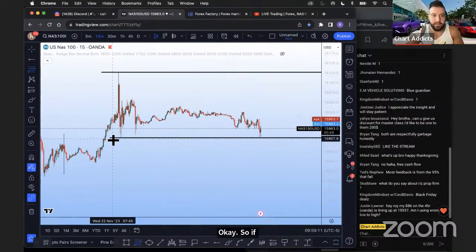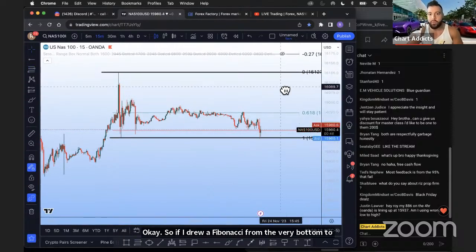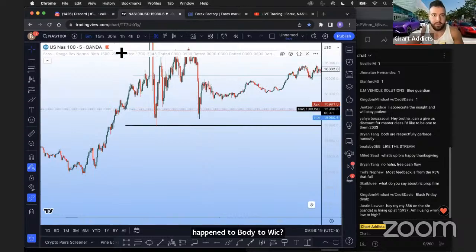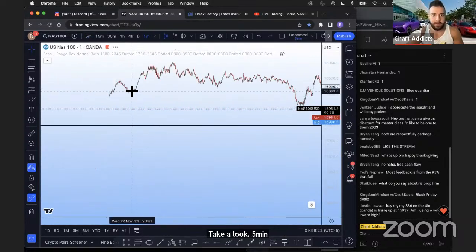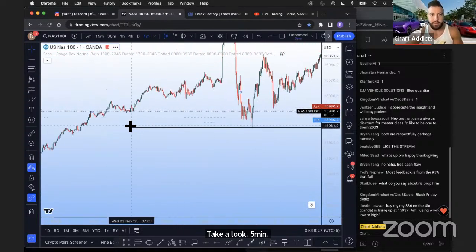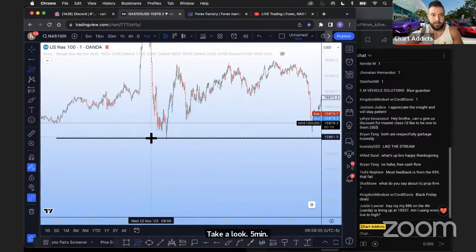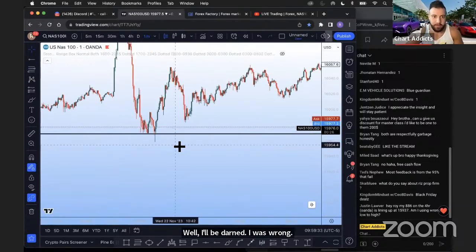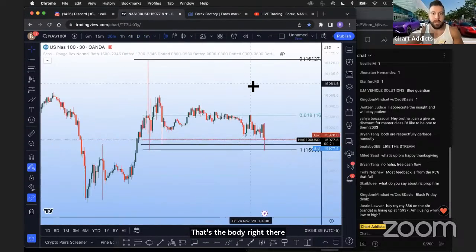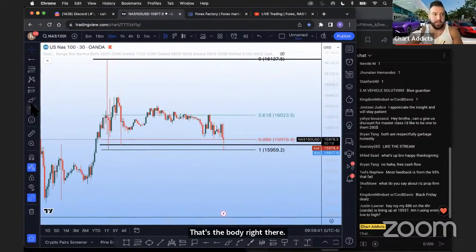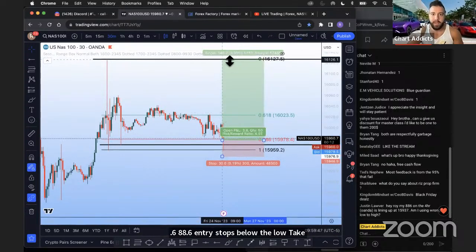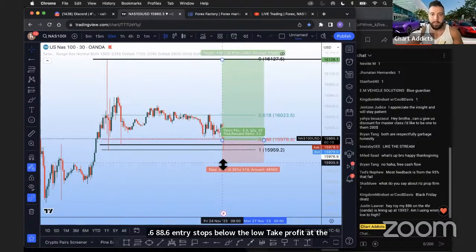If I drew a Fibonacci from the very bottom to the top, some of you are saying, Roy, what happened to body to wick? Take a look. 5 minutes. Well, I'll be darned. I was wrong. That's the body right there. Why am I pointing this out? Because we're at the 88.6 entry, stops below the low, take profit at the previous highs, puts us at about 3.5 to 1.